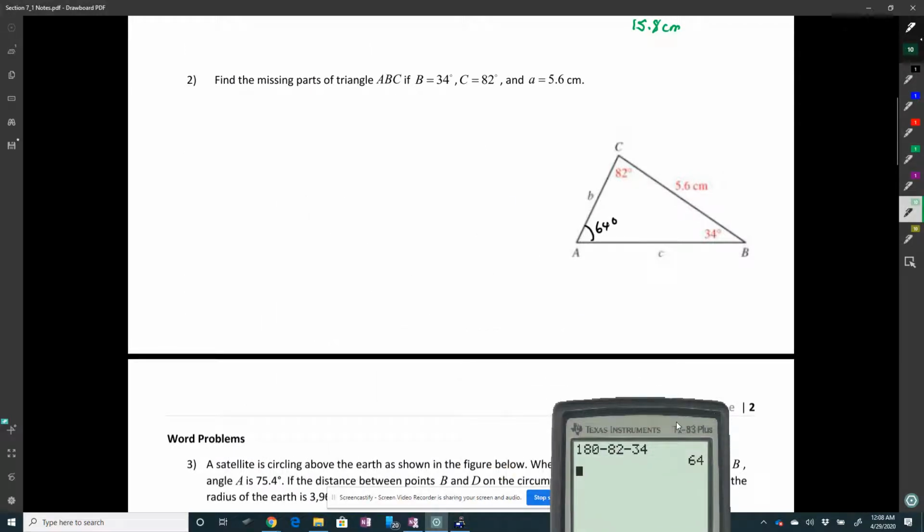So here I have that, that's what I'm going to use to create my ratio. And then we can figure out each one individually. So let me start with B. B over sine of 34 is equal to 5.6 times sine of 64. Okay, multiply both sides by sine of 34.